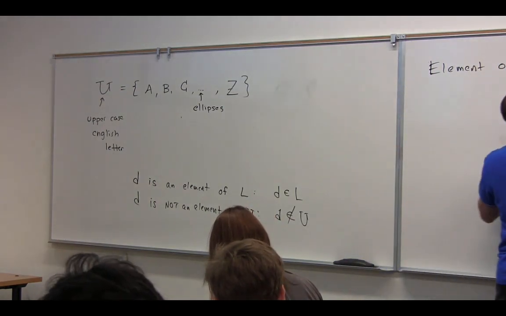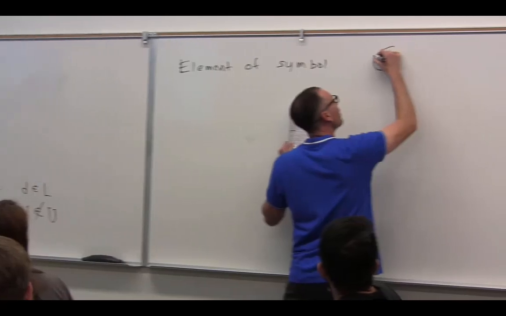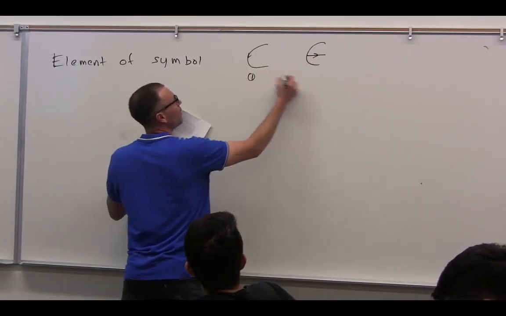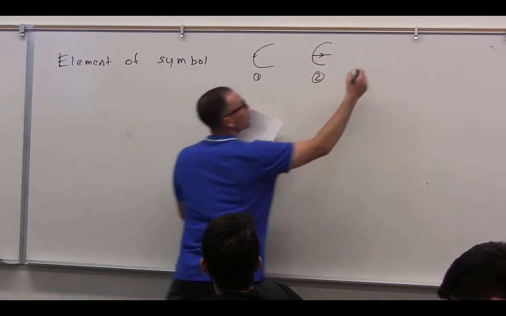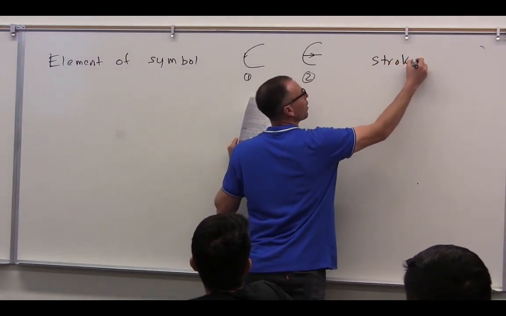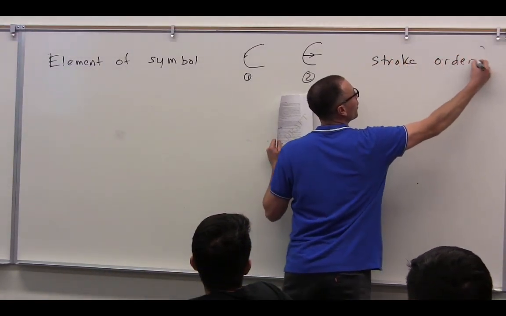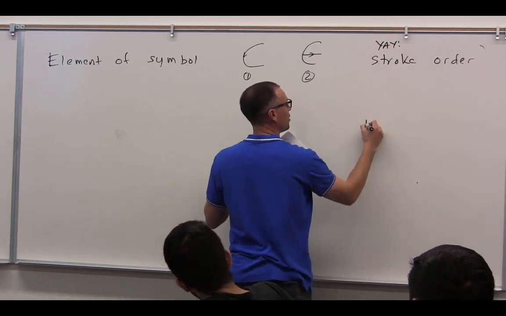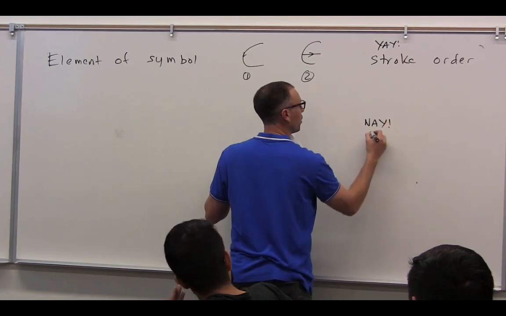Okay, so I like to do 2 strokes. I do a stroke down like that, and then I do a stroke out like that. So that's stroke 1 and stroke 2. Let me show you what it's not. So this is stroke order. For those of you that like stroke order, I think it's a beautiful thing. So this is yay, stroke order, and this is nay, stroke order.